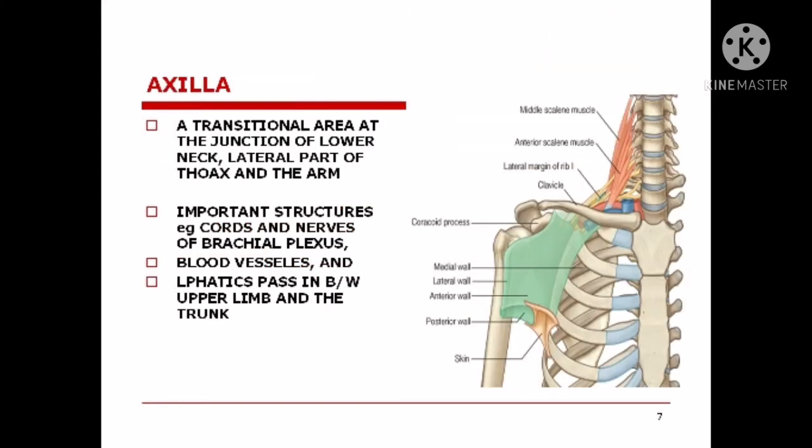The axilla is a pyramidal structure. It is a transitional region in between the lower neck and the lateral thoracic wall and the arm region. Through it, some important structures, that is the cords of the brachial plexus, the nerves of the brachial plexus, and the vessels, they pass from the trunk to the upper limb.